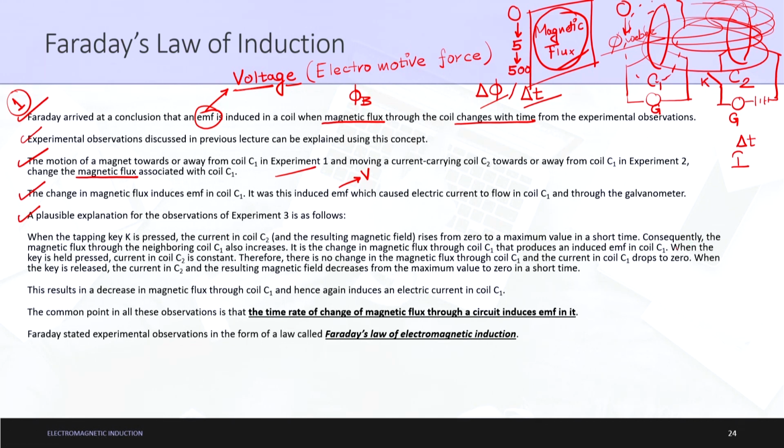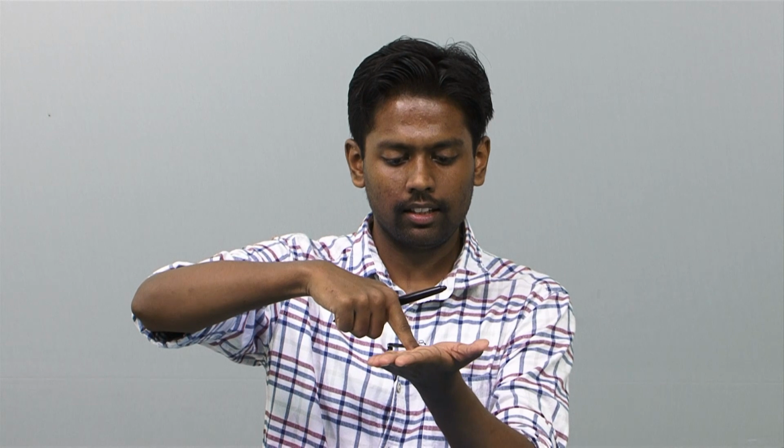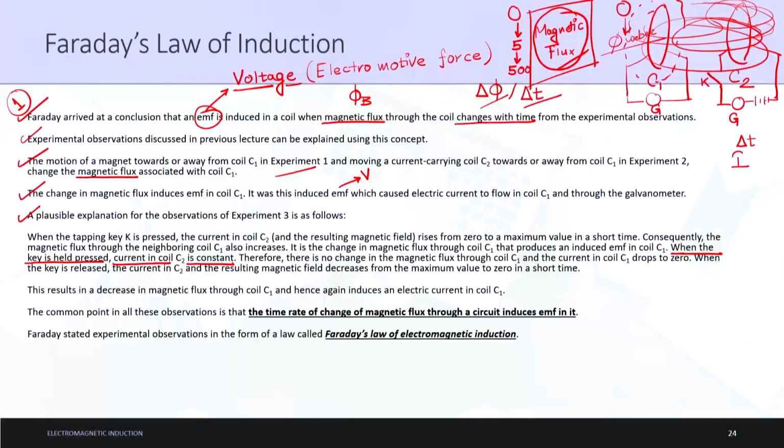Now, please understand this line very carefully: why, when the key is held pressed, as in it is kept like this and we are not changing our position, the current in coil C2 is constant. So, there is no change in magnetic flux with respect to time. The delta phi B upon delta t is equal to 0.